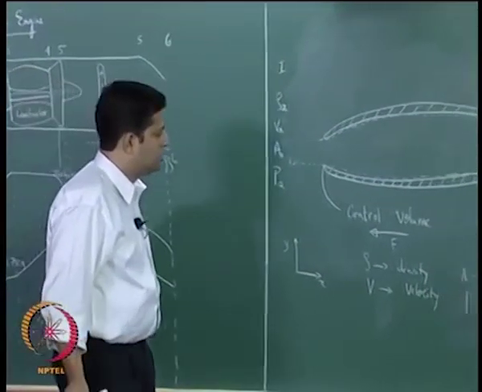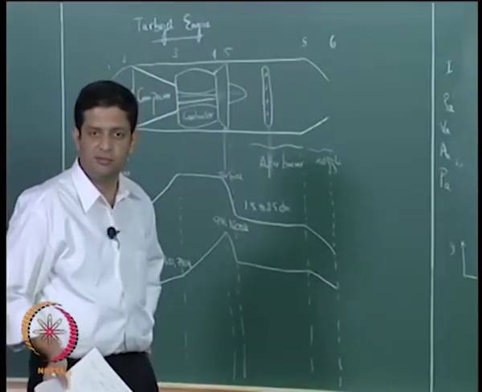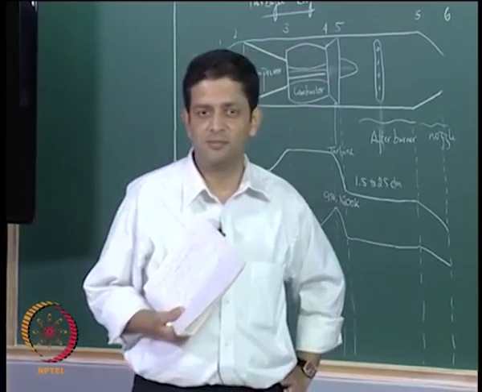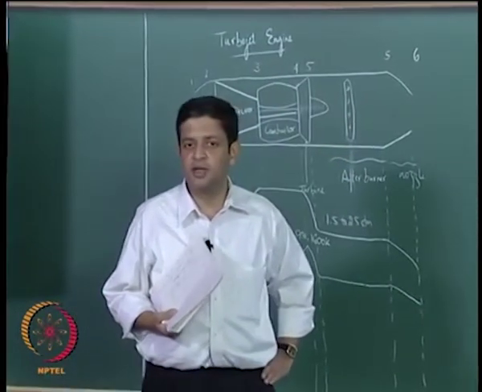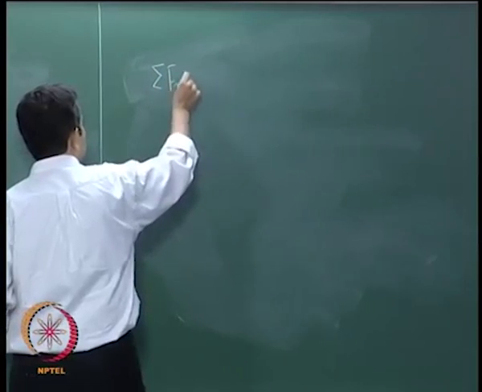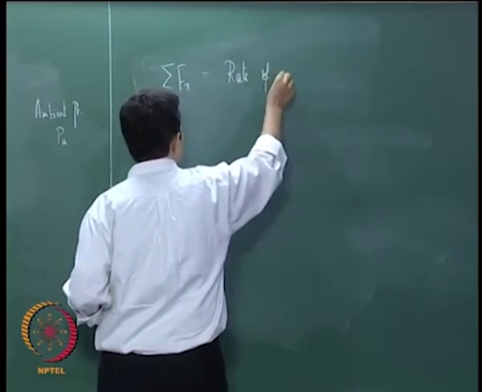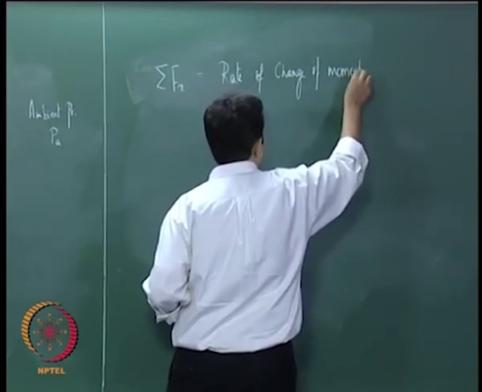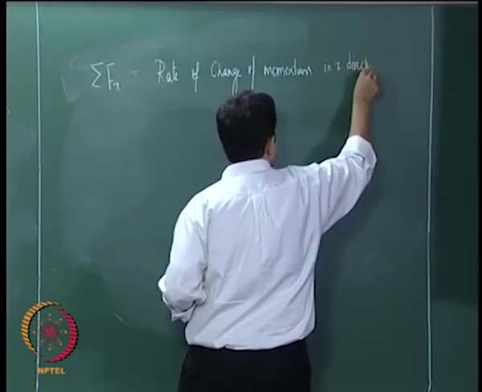Now we want to find out the thrust that is produced in the x direction, right. So what do we need to do in order to do this? Which law of motion do we need to look at? Newton's second law of motion, which states that force is equal to rate of change of momentum. So sigma Fx, the sum of the forces in the x direction, must be equal to the rate of change of momentum in the x direction, okay.